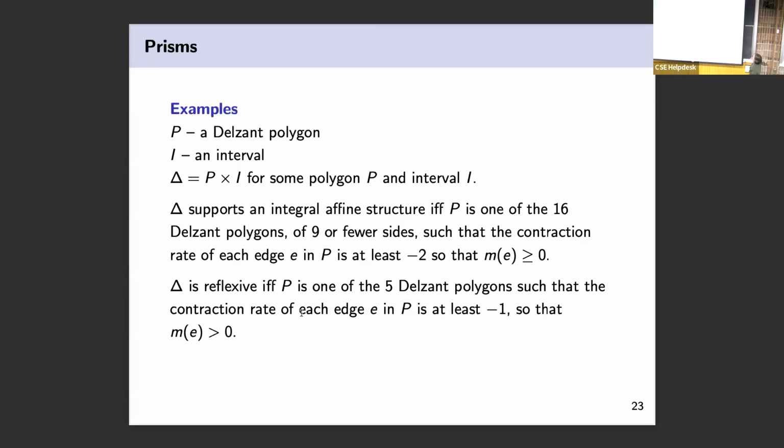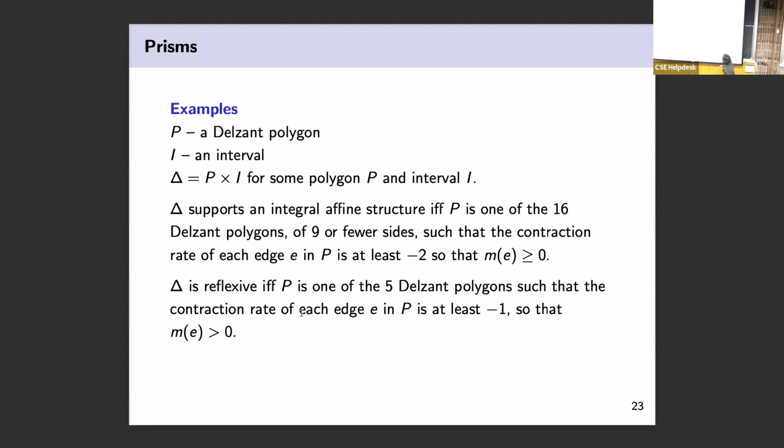It's also nice, one more set of examples that are fun to work out. If you just take a prism, a Delzant polygon crossed with an interval, and ask which ones of these will support an integral affine structure, then those polygons have to have 9 or fewer sides, because the spheres have to have self-intersection at least -2. That's because in the vertical direction it's a prism, so the contraction rate is 0, and -2 plus 2 is 0. So I have to have at least -2. And so there are 16 of those.